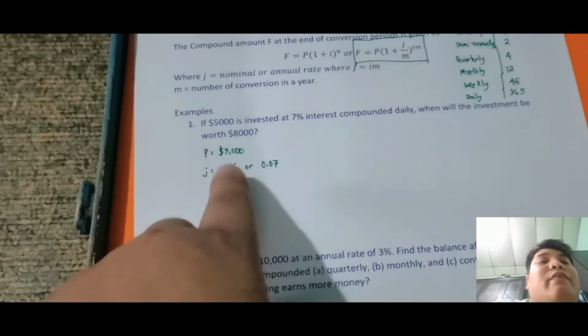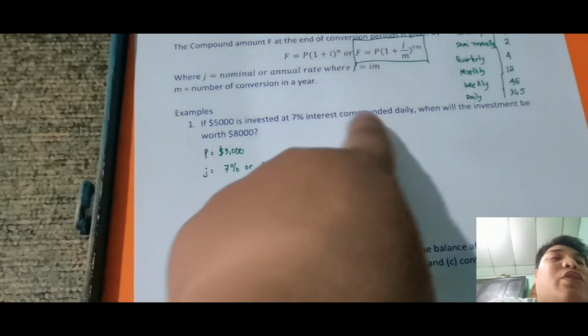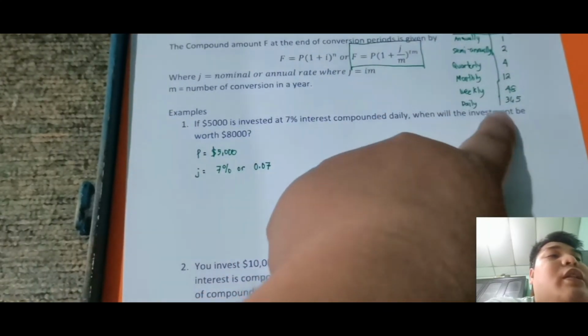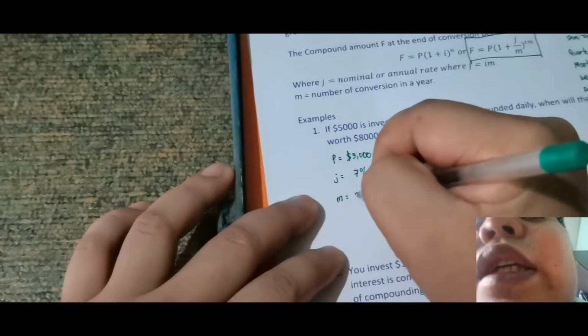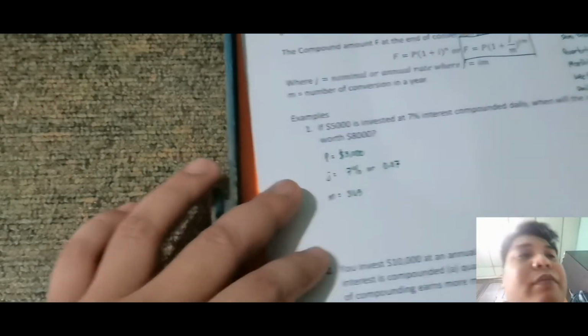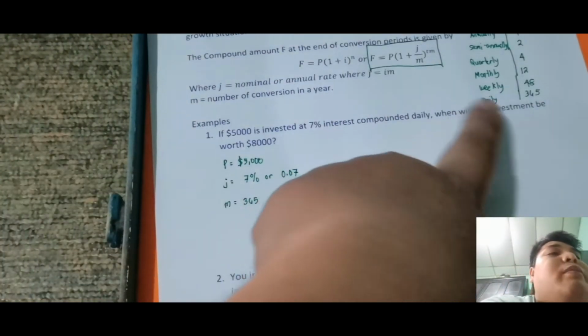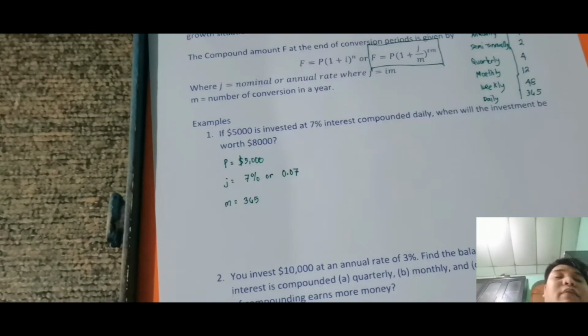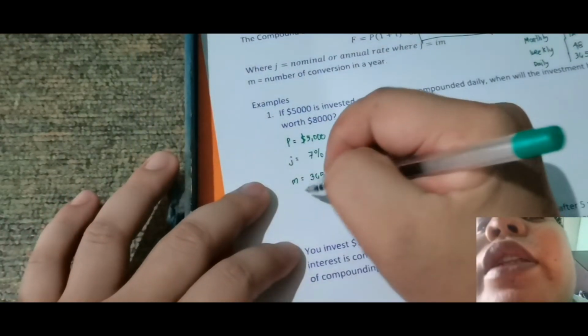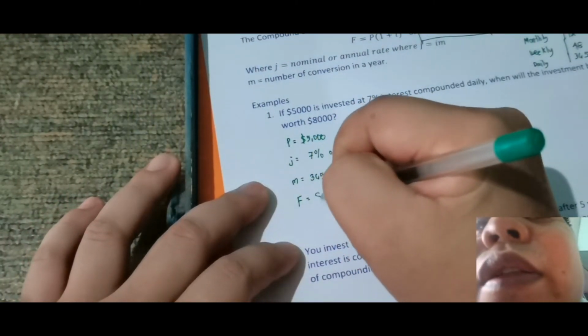So, next is, 7%, medyo mataas, no? Then, compounded daily. So, pag daily, that is 365 days. So, meaning yung M natin is 365. Ngayon, when will the investment be worth 8,000? So, hindi natin alam yung time T. Ano yung T? Kung gaano katagal mo siya in-invest. And ang tanong niya, ilang years mo makukuha yung 8,000? So, meaning meron tayong F sa part na to. So, may F tayo na $8,000.